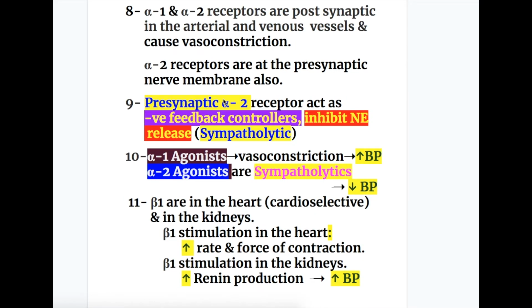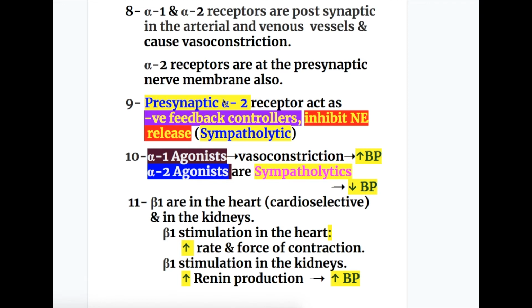Number 8, alpha-1 and alpha-2 receptors are postsynaptic in the arterial and venous vessel and cause vasoconstriction. However, alpha-2 is also found at the presynaptic nerve membrane. Number 9, presynaptic alpha-2 receptors act as negative feedback controllers by inhibiting norepinephrine release, which makes them sympatholytic.